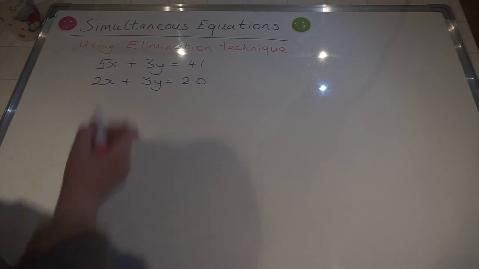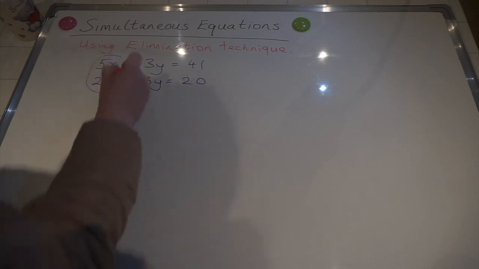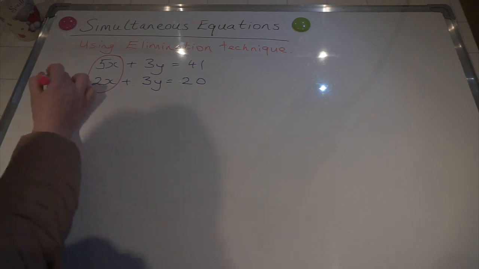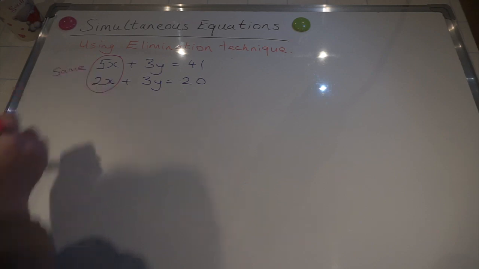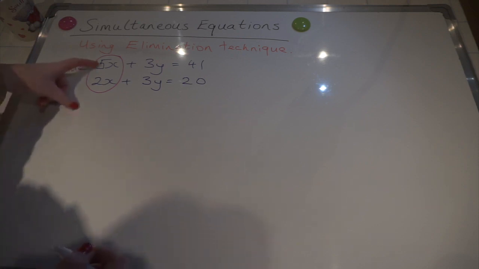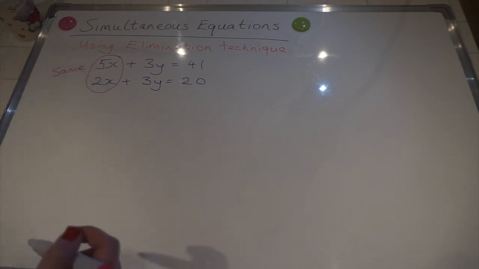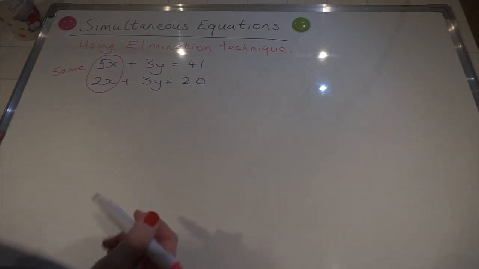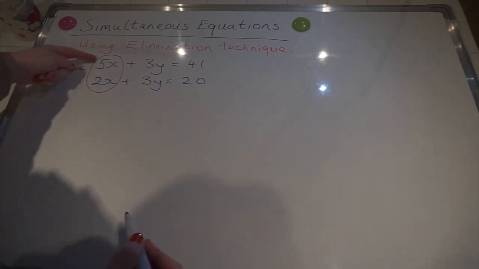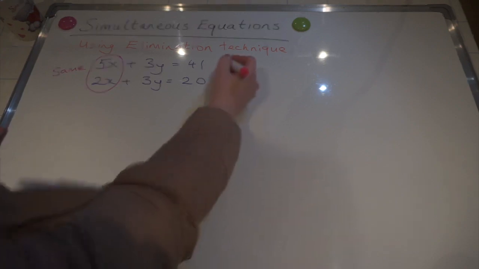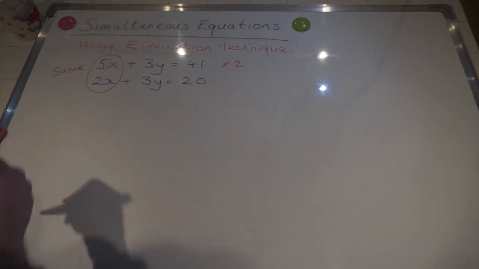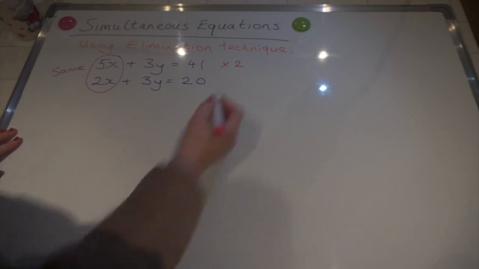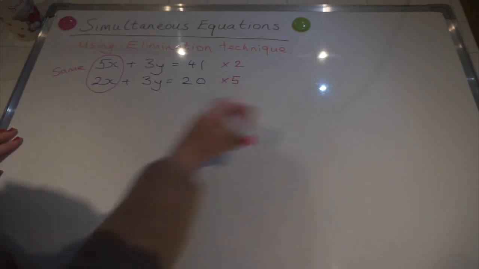The first thing I want to do is look at my two variables in x. I want these two values to be the same. Now how do we change 5 and 2 up to the same number? 5 and 2 will both go into the number 10, so I'm going to change them both up to 10x's. To change 5x up to 10x, I'm going to have to double it, so I'll multiply that equation by 2. And then to change my 2x up to 10x, I'm going to have to times it by 5, so I'll multiply all that equation by 5.